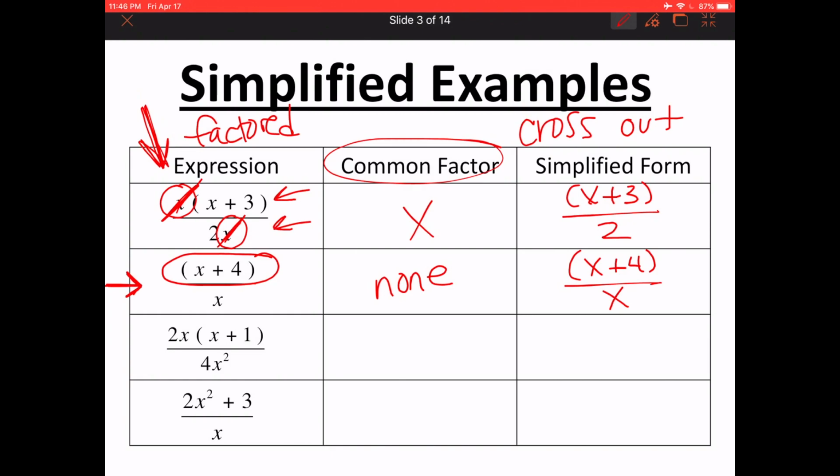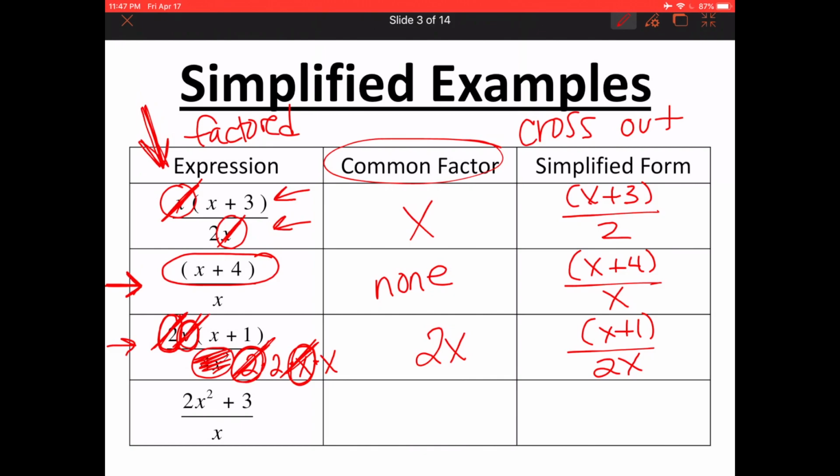Okay? For my third example, we are going to have to write the denominator out the long way a little bit. Instead of 4x squared, I'm going to put 2 times 2 times x, okay? So I'm going to write that out the long way. Now look at what they share in common. On top and on bottom there's a 2. On top and on bottom there's an x. So the common factor would be 2x. To get to simplified form, I cross out the common factor. So on top I cross out 2x, on bottom I cross out 2x, and I am left with x plus 1 over 2x being my final answer.